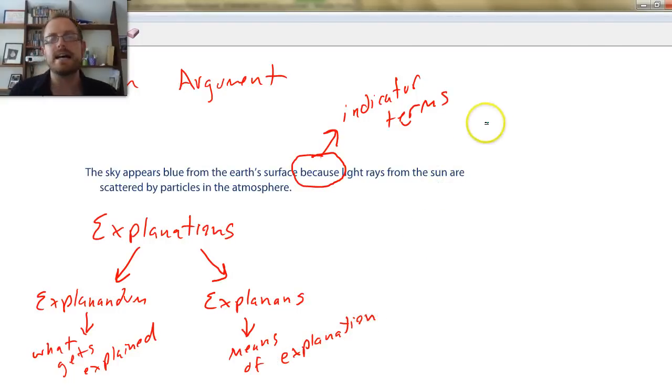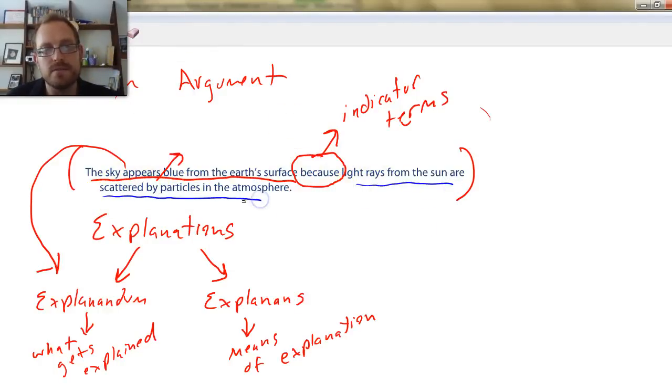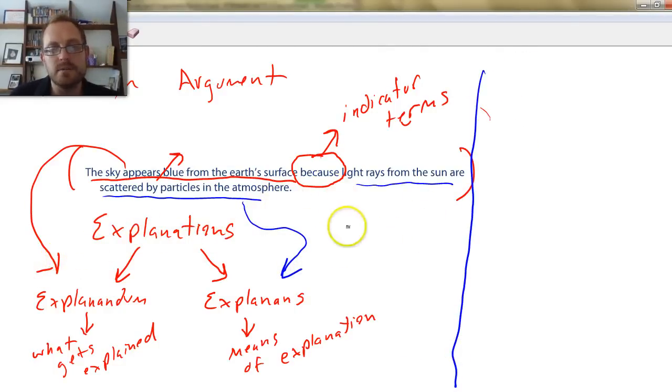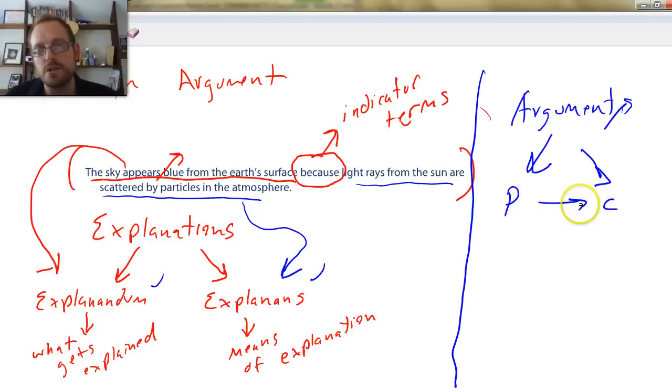So if we go up here, this is someone trying to explain something: the sky appears blue from the Earth's surface. This is the explanandum. Whereas the rest, the light rays from the sun being scattered by particles in the atmosphere, is the explanans. So you can see that explanations have an explanandum and an explanans, which makes it really tricky, because arguments, by contrast, have premises and conclusions. The premise is supposed to support the conclusion, whereas the explanans is supposed to support the explanandum. But the difference here consists in the goal.